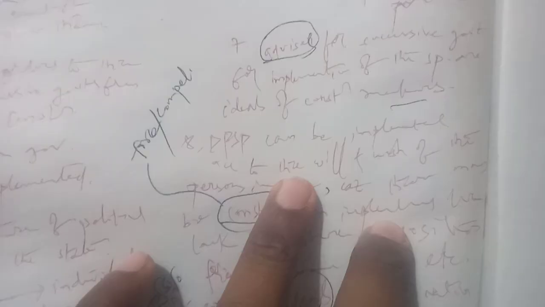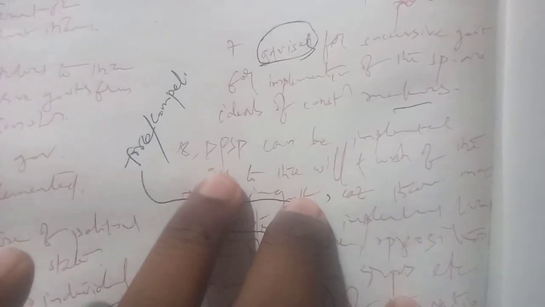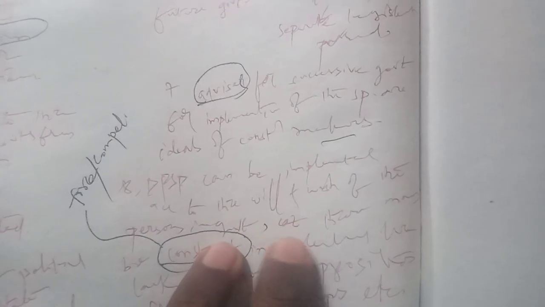DPSP eighth point: DPSP can be implemented according to the wish and will of the persons in government, because there may be constraints in implementation, a lack of resources, opposition from various groups, etc.